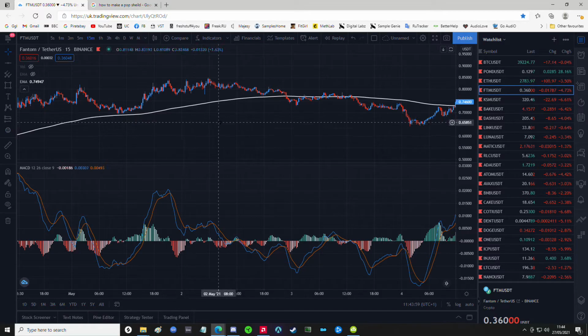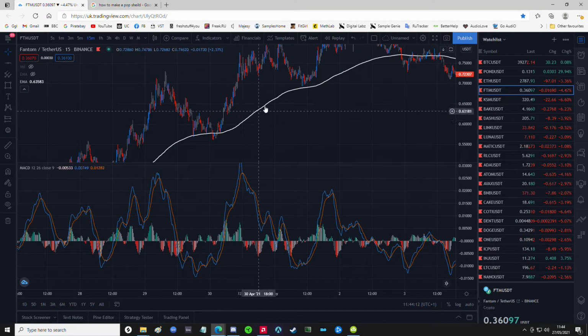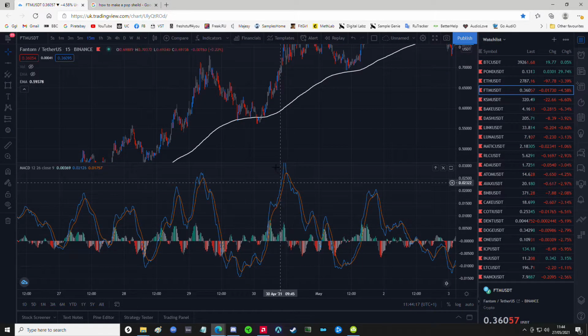This strategy is really best to use in a strong trending market. You can see it is a trend here, but it's not really as strong as this. This is a strong trend right here. This is a strong trend.